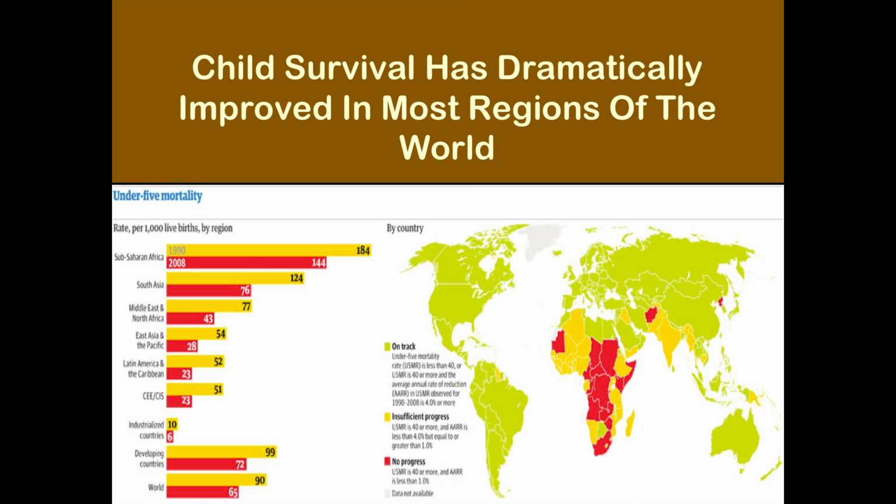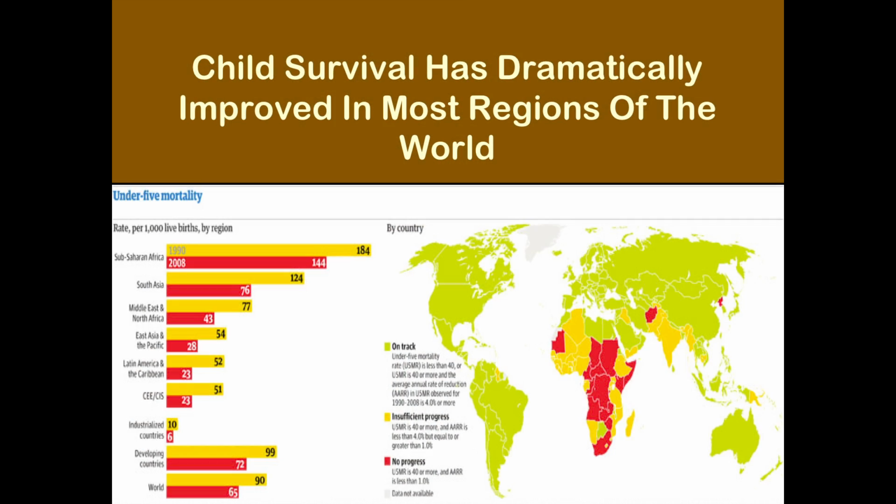As we can see here, this is under 5 mortality. The bars to your left represent mortality in 2008 and in 1990. And we can see at the top the sub-Sahara, about 184 deaths per 1,000 live births. 18 years later, that number is closer to 140.